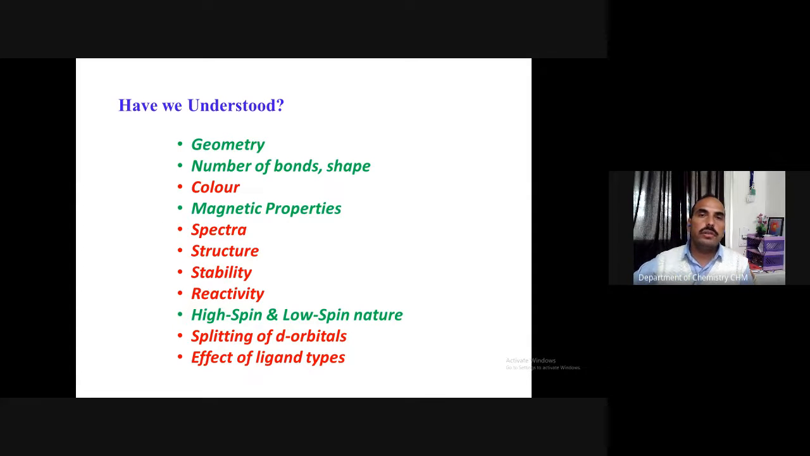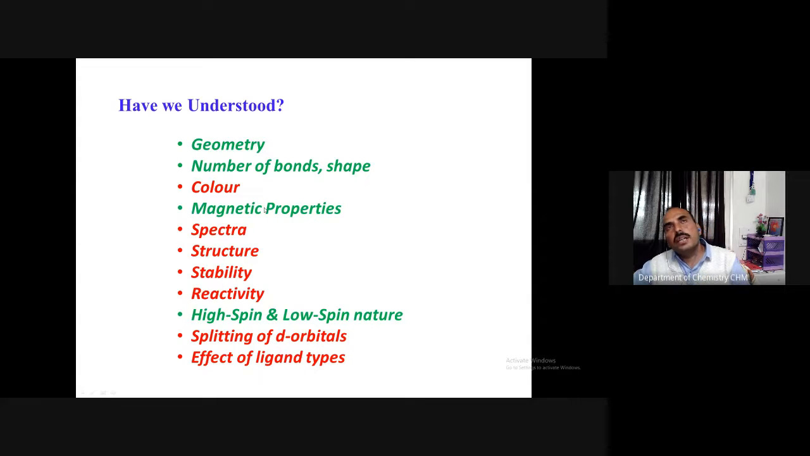Now, if you summarize this valence bond theory, have you understood geometry? Yes, to some extent. We understood geometry because square planar, tetrahedral, octahedral, all the geometries are taken care of. If the hybridization is known, then you can explain the geometry. Number of bonds and shape are also related, and you can explain them. Magnetic property to some extent, yes. However, if the complex has more complicated magnetic properties, then we cannot explain them by this theory. High spin and low spin nature, yes, that also is explained. So magnetic properties are explained to some extent by valence bond theory.